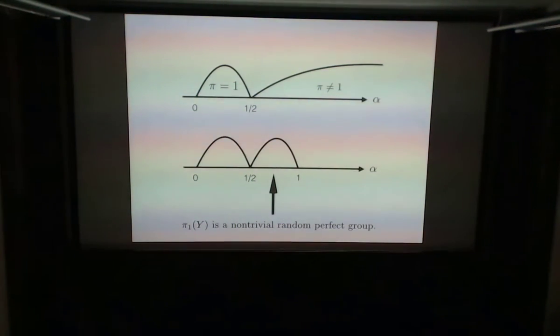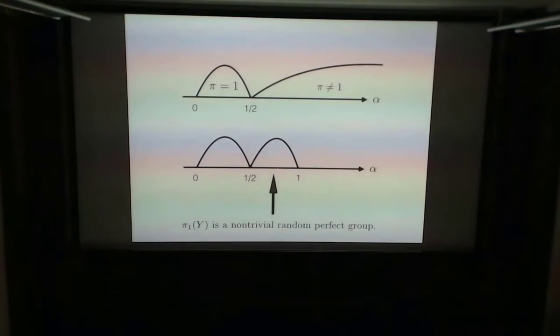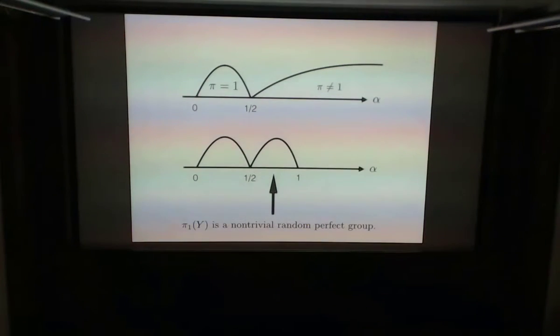So we see that the threshold for vanishing of the fundamental group is different from the threshold for vanishing of the first homology. The first homology vanishes when we cross 1, and the fundamental group becomes trivial after we cross 1/2. So this means that if we are in this region between 1 and 1/2, our random group is a non-trivial random perfect group. Perfect means it has trivial abelianization.